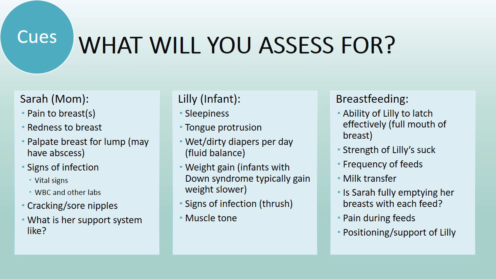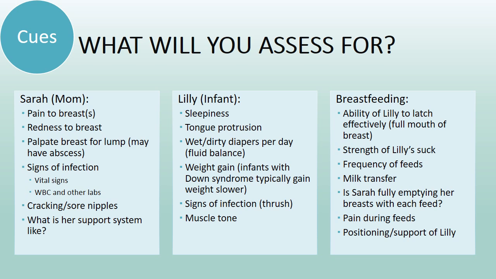For Lily, you want to assess her sleepiness, as babies with Down syndrome can be difficult to wake for feeds. You also want to check for tongue protrusion, as this can impede latching, her output, her weight gain, signs of infection, and her muscle tone. It is important to keep in mind that babies with Down syndrome gain weight slower than babies without Down syndrome, and there may be a specific weight chart available to you.